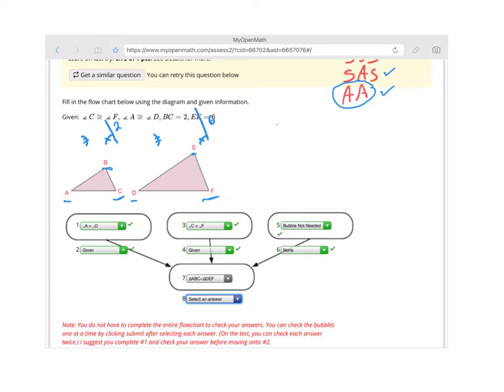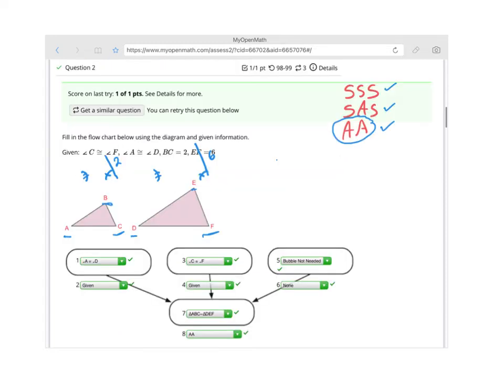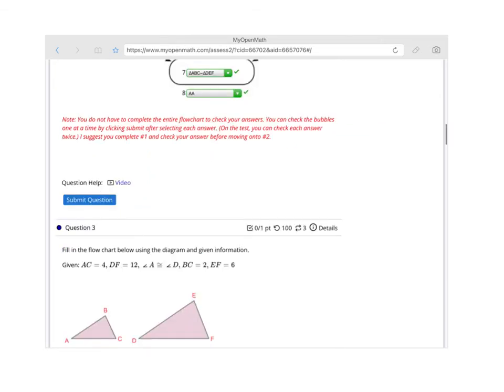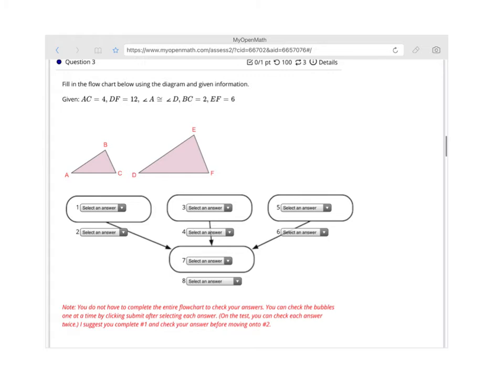And then how do I know that? I know that by angle, angle. So then if we put that all in there, submit the question, we get it all right. So that's an example of angle, angle. So let's take a look at another one. Let's look at this one here.